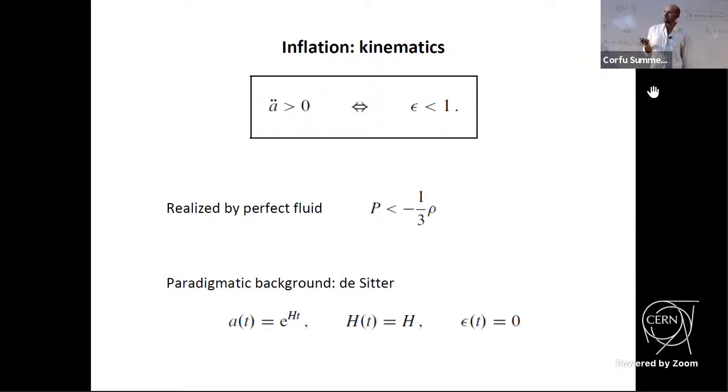However, we have a first hint by noticing that the second Friedmann equation has on the right-hand side a double dot proportional to minus rho plus 3p. So that is positive when the barotropic index of the perfect fluid is smaller than minus 1/3.